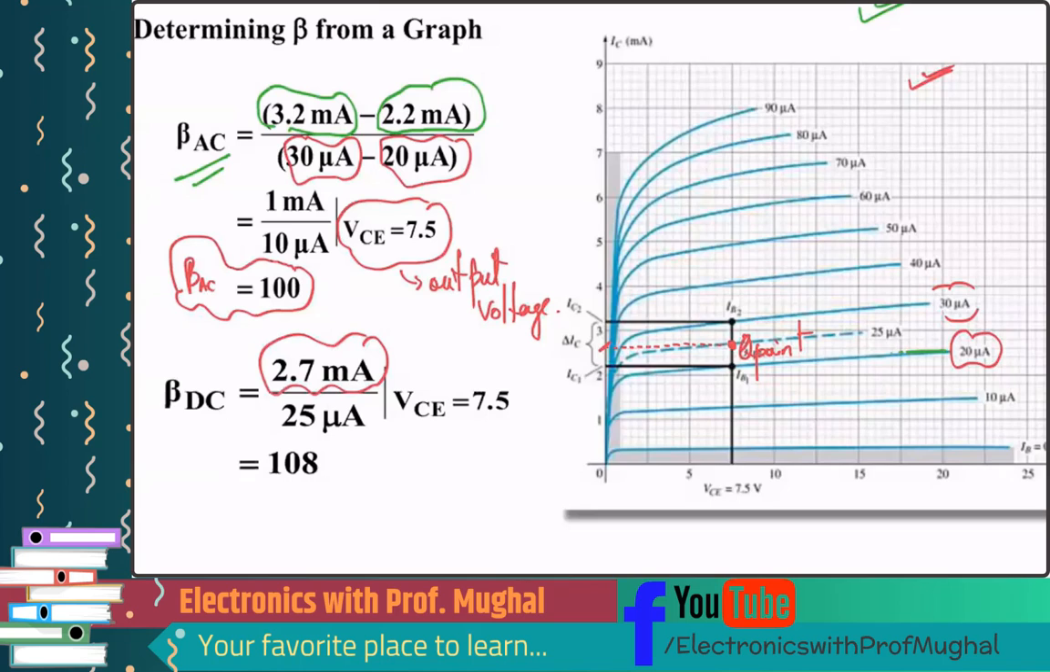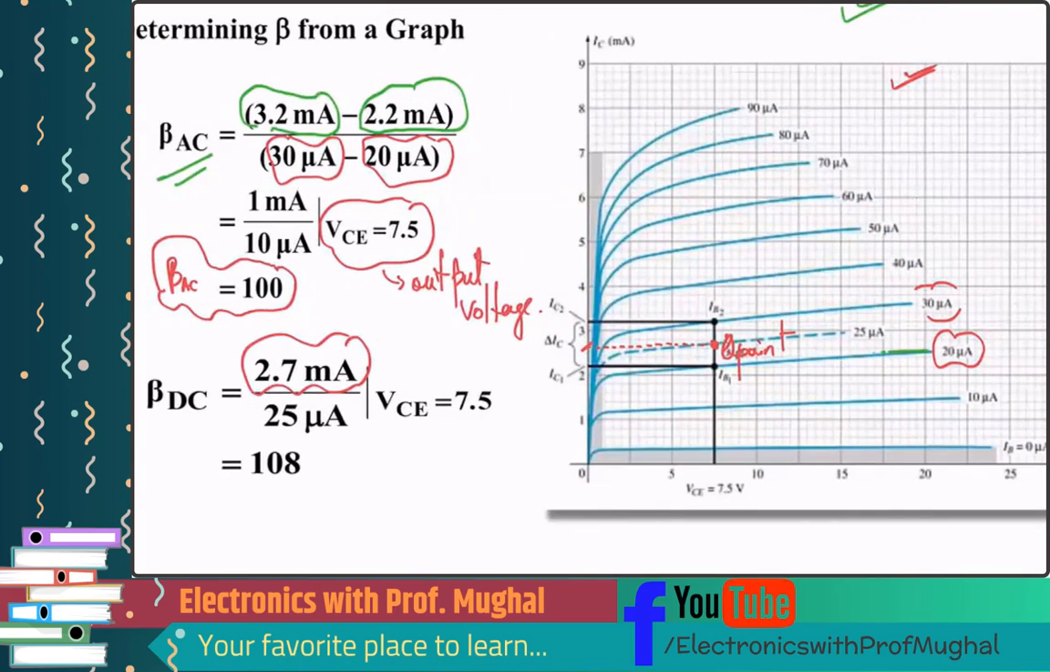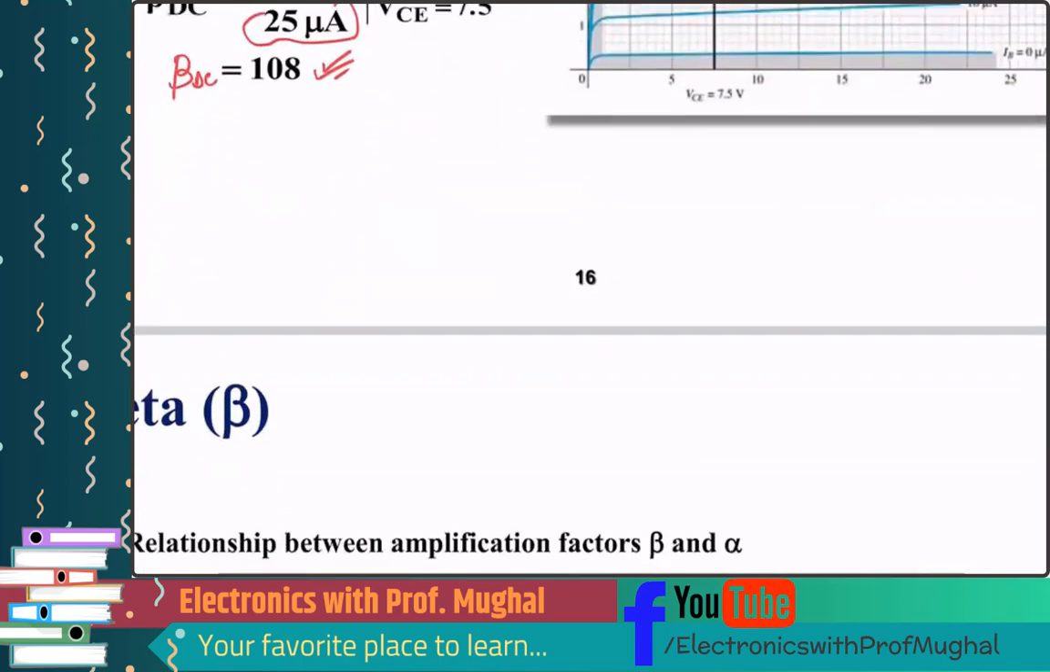And then this line is basically 25 microamps. So you do the math and you get 108. There's a slight variation if you notice. You got 100 here and you got 108. But that's something that you would expect.